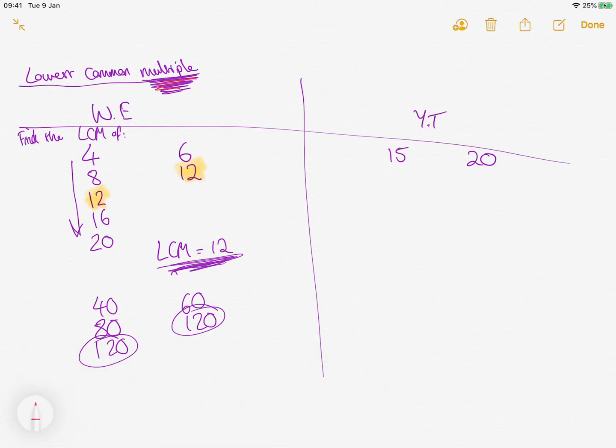So it says multiple, so I'll find the lowest common multiple, same question, so I'm going to write out the multiples. And then I'm just going to stop there to see if I get a number that's common to any of these in my 20 times table. I think I've already seen it. And we can see that my lowest common multiple is 60.